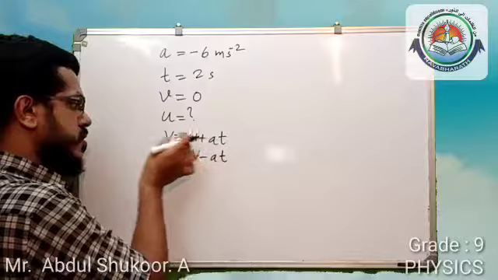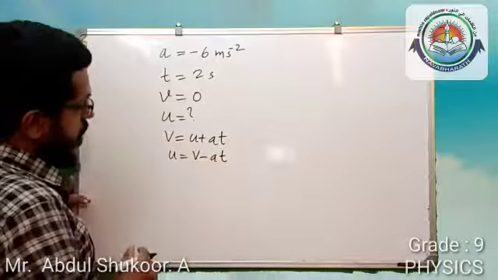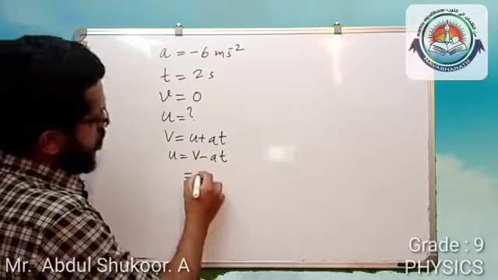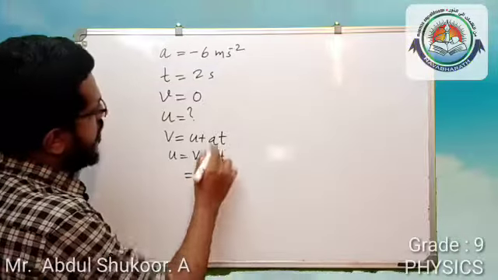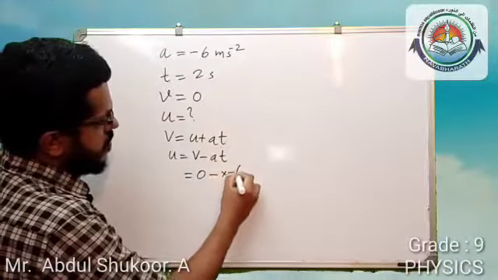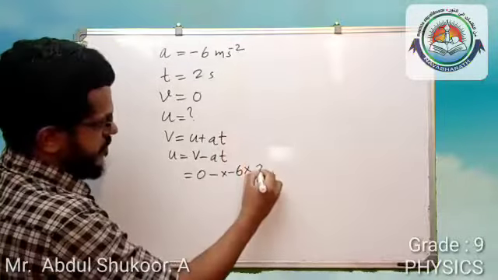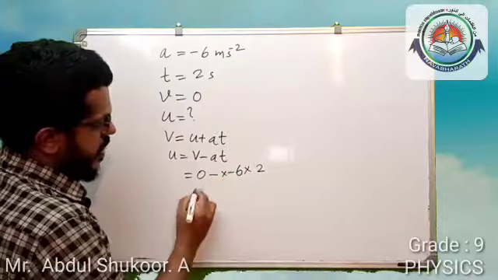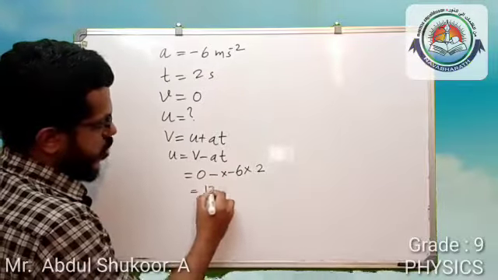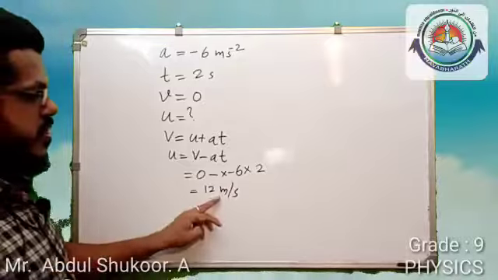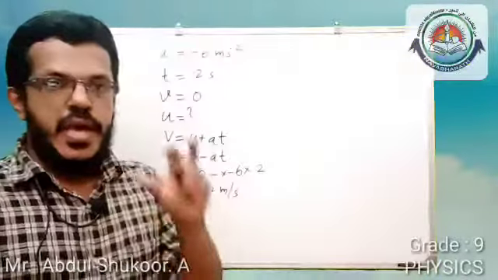If AT changes sides, the sign changes to minus. Then if you substitute the values, V is equal to 0, A is equal to minus 6, into T, that is 2 seconds. Then minus into minus is plus, that is 12 meter per second. That is our initial velocity. 12 meter per second is the initial velocity.